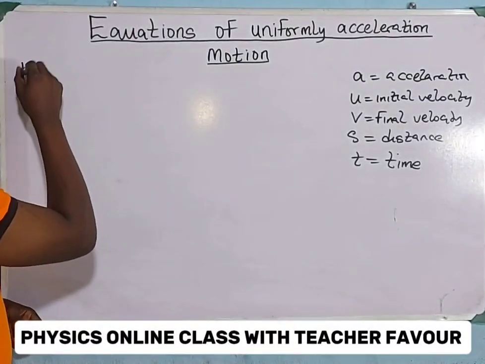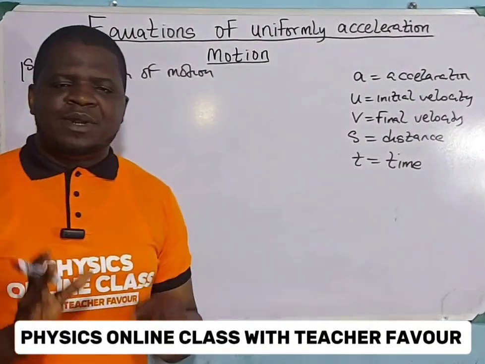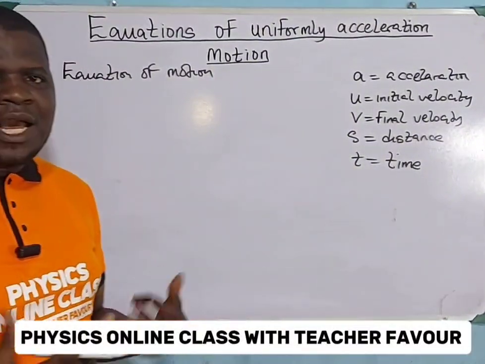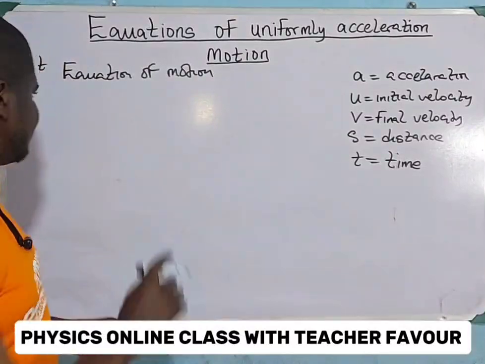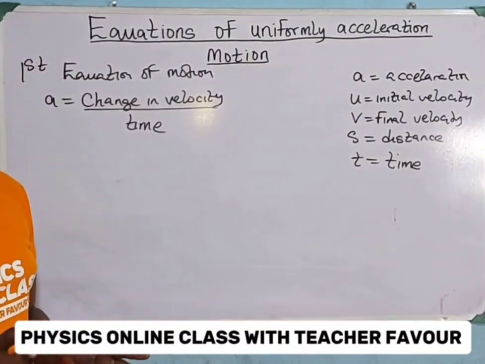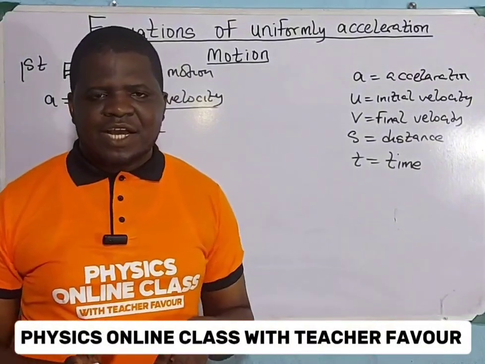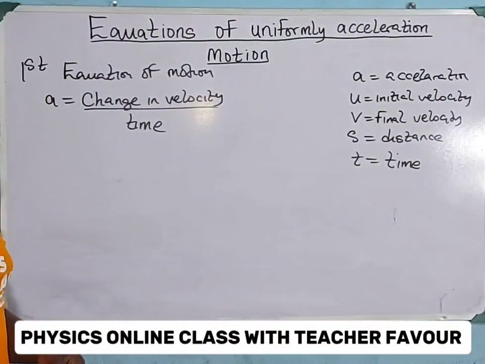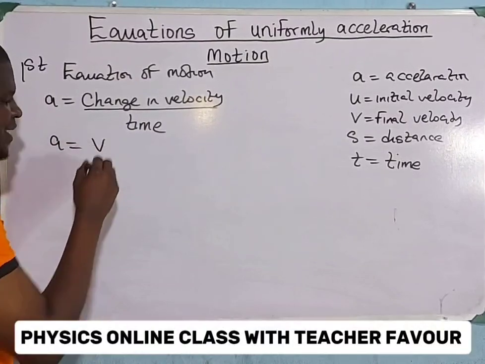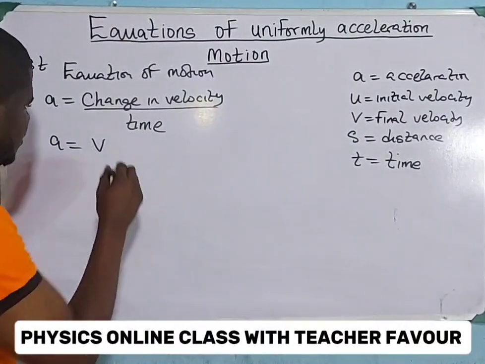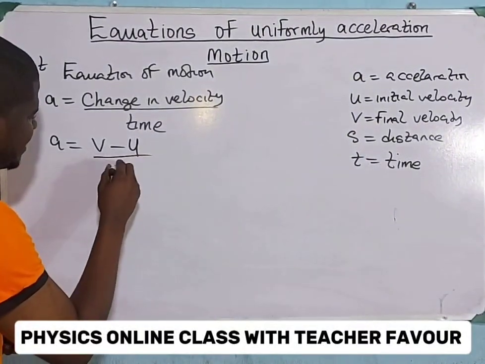The first equation of motion is derived from the formula for calculating acceleration. Acceleration is equal to change in velocity over time. Change in velocity means the difference between the final velocity and the initial velocity. So we can give this in their symbols: A is equal to V, which stands for final velocity as we know, minus initial velocity, all over time.